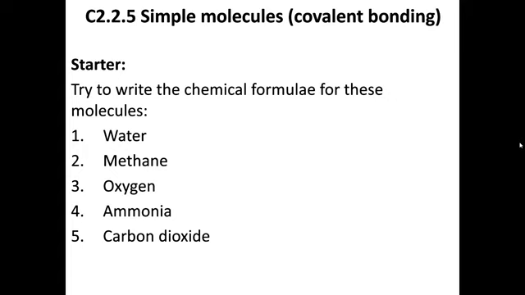Okay, so hopefully we've had a go at these. So water, I expect most of us have managed to successfully write H2O, so that means I've got 2 hydrogens and 1 oxygen. Methane is CH4, so that's 1 carbon and 4 hydrogens. Oxygen, we know the chemical symbol is O, but it's actually a molecule, it's O2. Ammonia we might not have met before, but it's NH3, so it's 1 nitrogen and 3 hydrogens, and carbon dioxide is CO2. We've met that before.